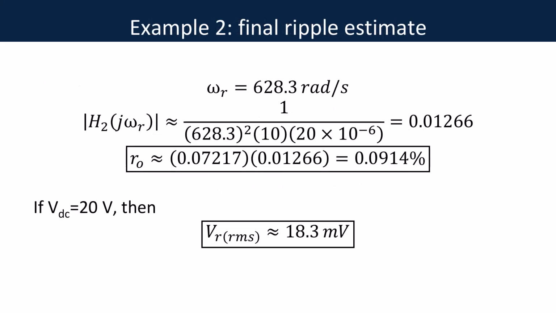At 100 Hz ripple frequency, ωr is 628.3 radians per second. The LC2 section attenuation is approximately 0.01266. Multiplying this by the first stage ripple factor gives 9.14 times 10 to the minus 4, or 0.0914%. If the DC output is 20 volts, multiplying by the ripple factor gives an estimated RMS ripple of 18.3 millivolts. This very low value illustrates the stronger smoothing available from a pi filter.